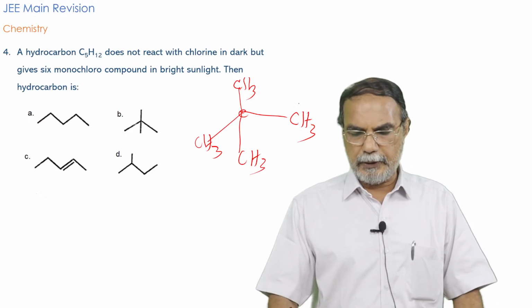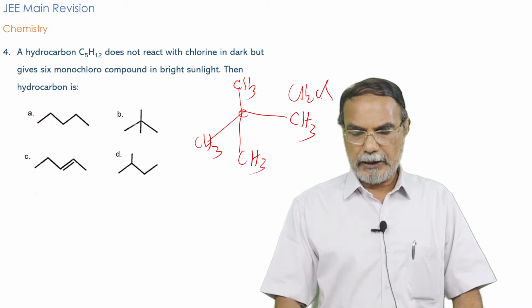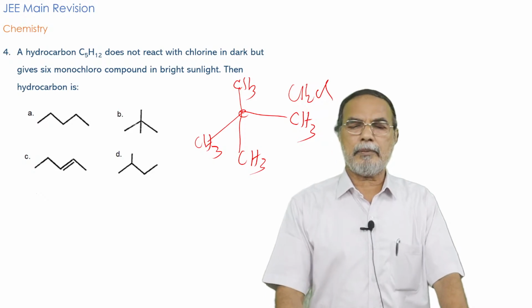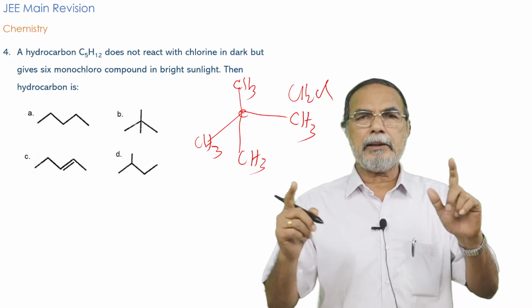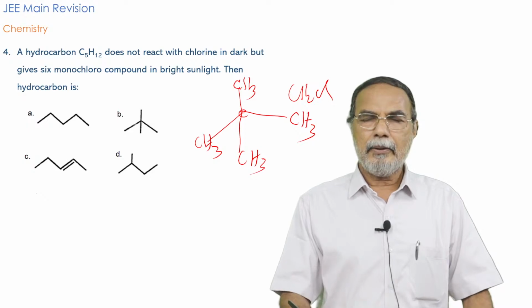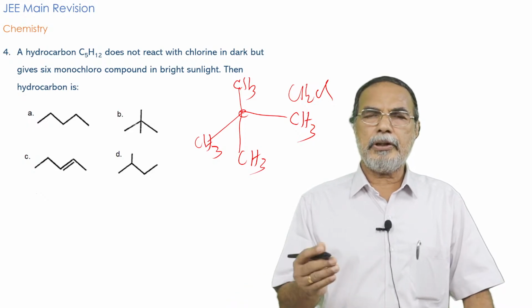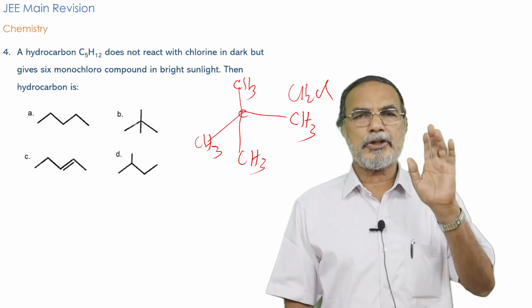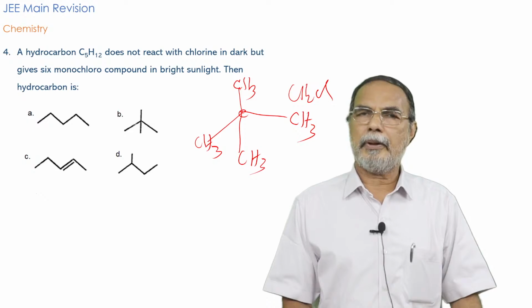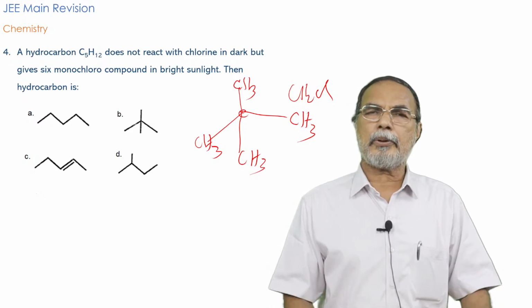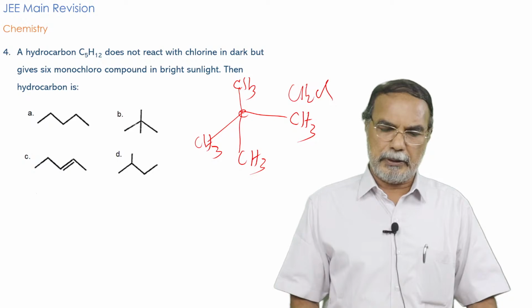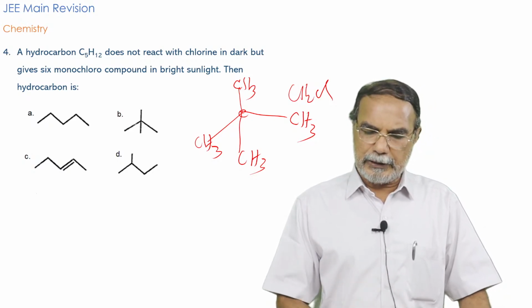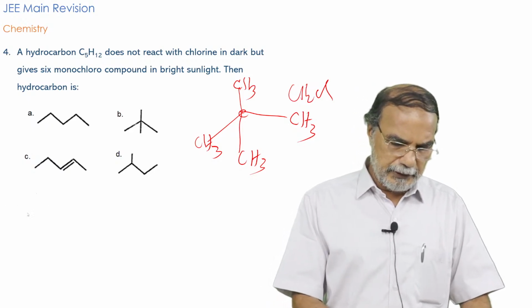The CH3 becomes CH2Cl. Either this or this or this or this. Whichever is substituted, you get one and the same compound, what is generally called neopentyl chloride. So neopentane on monochlorination gives neopentyl chloride, and that is the only compound possible. So you have only one isomeric compound, no other isomeric compound possible from structure B. So obviously structure D will be the correct one, but you have to see whether structure D is correct.